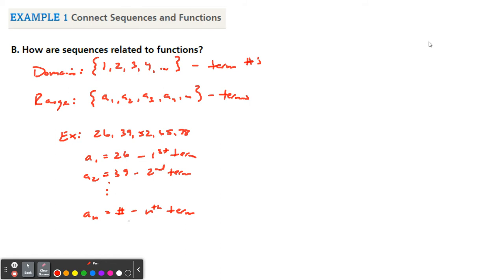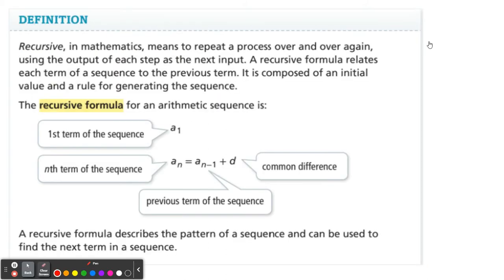So there we go. That's how these arithmetic sequences are going to relate to functions, and again, linear functions. Okay, so here's a breakdown of what's called recursion, or recursive.